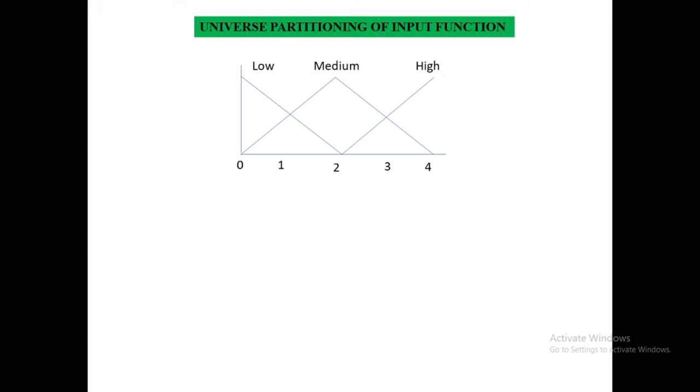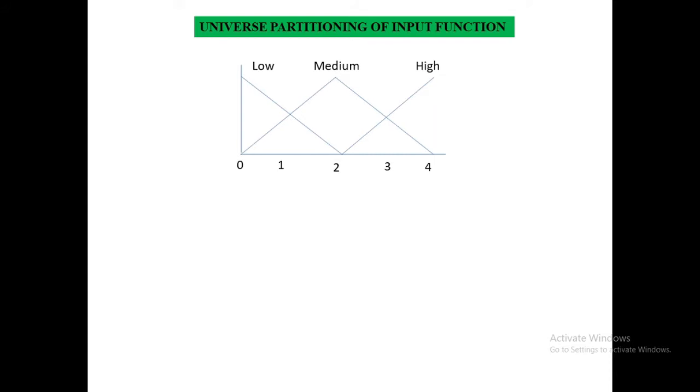After that, universe partitioning of the input function. What is that? I consider a triangular function for defining the membership function. So I draw the membership function on the x-y axes, and then I draw the triangular functions like this. After that, I allot the parameter values low, medium, high. After fixing low, medium, high according to this sketch, I define the membership function with 0, 1, 2, 3, 4. Likewise, I arrange the universe partitioning values according to the triangular function like this sketch.